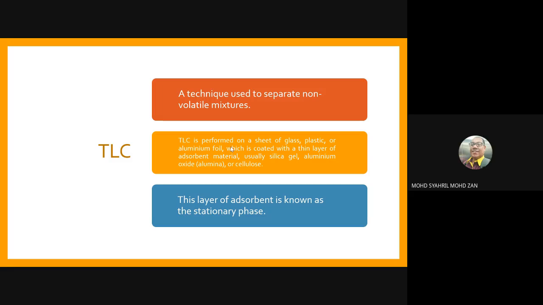Okay, but on each of them, you have what we call a coating. What is coated? Coated is a thin layer of absorbent materials on each of the glass, plastic, or aluminum foil. The absorbent materials there are silica gel, aluminium oxide or alumina, or cellulose. This layer of absorbent, which contains silica gel, aluminium oxide, and cellulose, is known as the stationary phase. So what is in there is called the stationary phase.